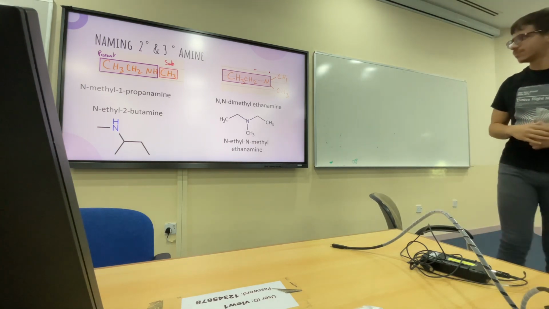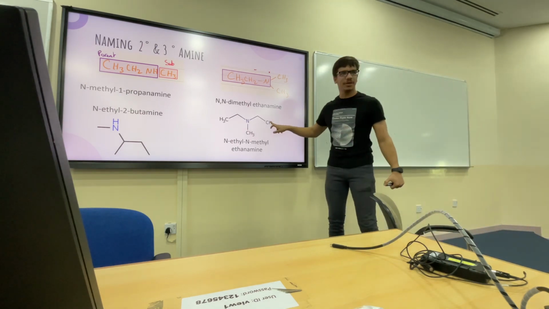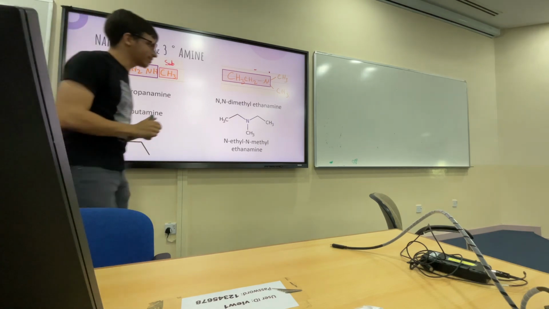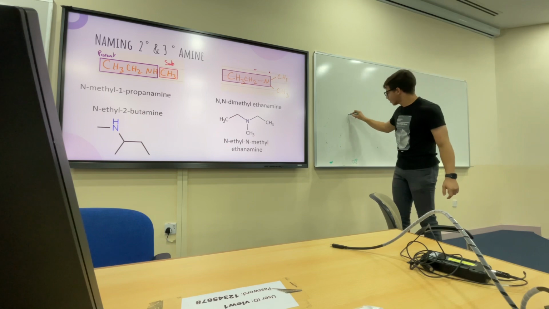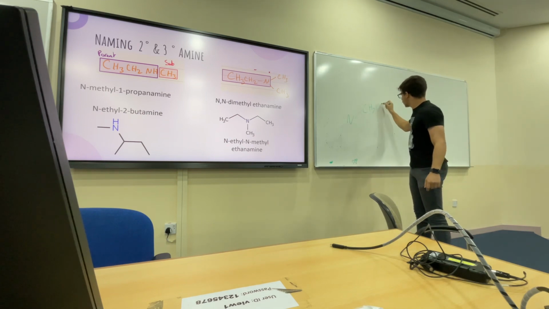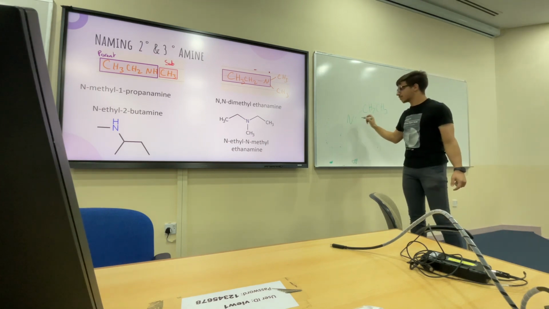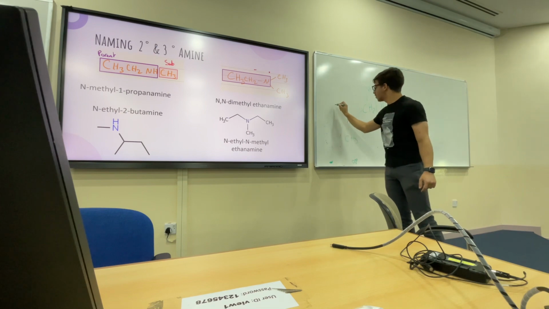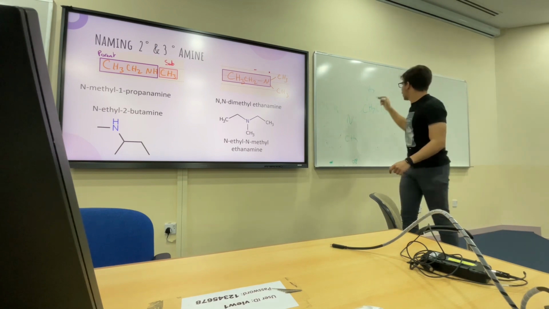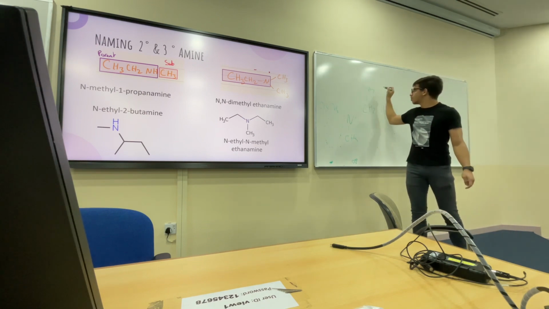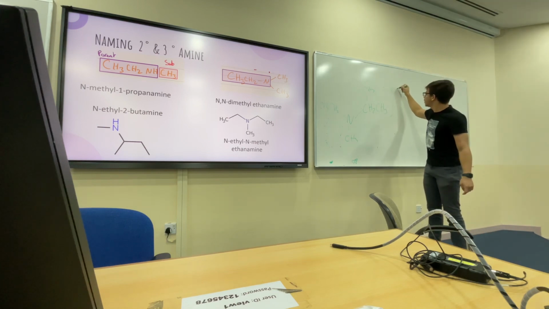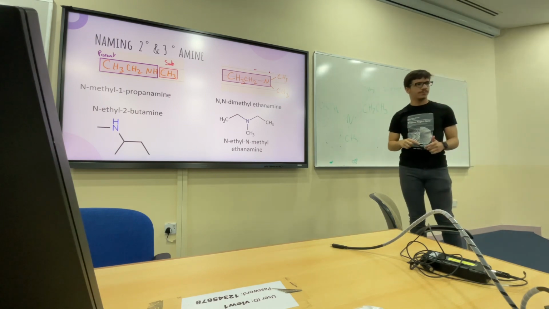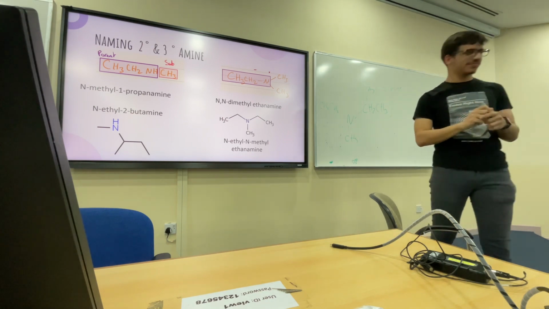If there were alkyl groups on the chain, for example here, add CH3 here, CH3 here and CH2 CH3. This will be considered as a propyl. It will be 2-propanamine. And so N-ethyl, N-methyl, 2-propanamine. Understood? Right?